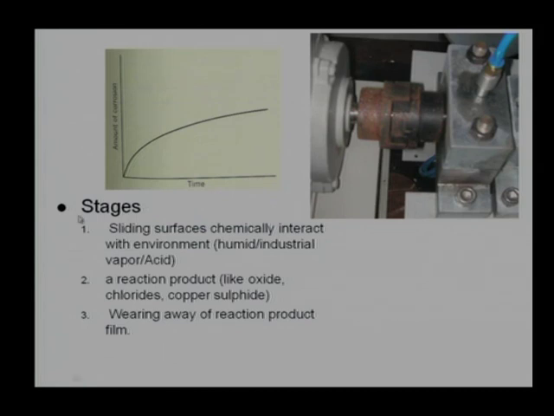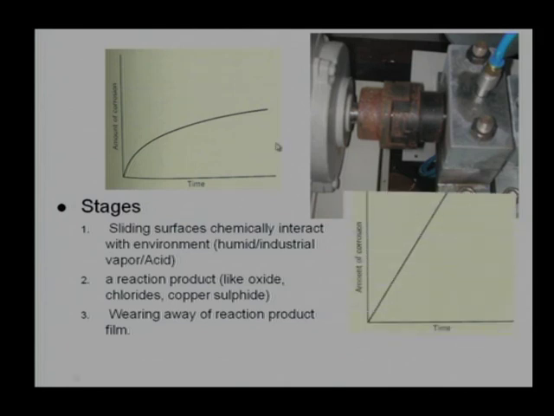Reaction product is formed, like iron oxide, chlorides, or copper sulfide in the presence of different chemicals. If mechanical action is introduced, then there will be wearing away of the reaction product film. This oxide film will be removed, the sulfide film will be removed if there is a mechanical action, the reason being they are loosely attached. If the thickness is beyond a certain limit, beyond the critical limit.